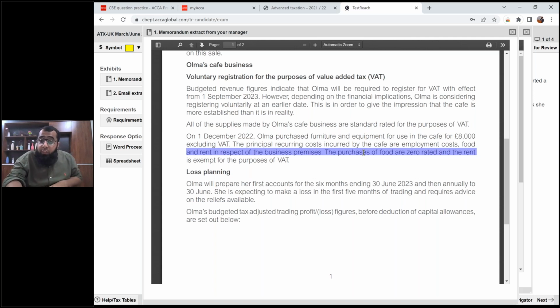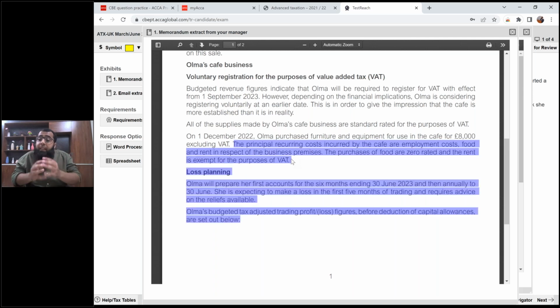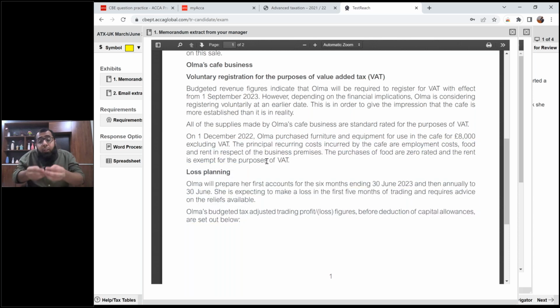But here in this question, read it. The principal recurring costs incurred by the cafe are employment cost, food and rent. The food is zero rated and the rent is exempt. So we are not paying any VAT to the supplier. When I'm not paying any VAT, how can I recover it?